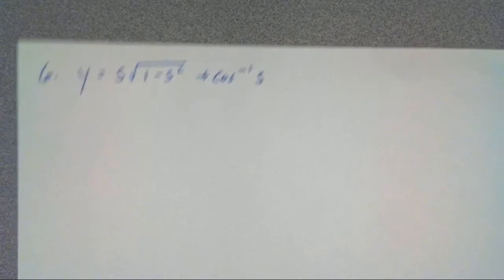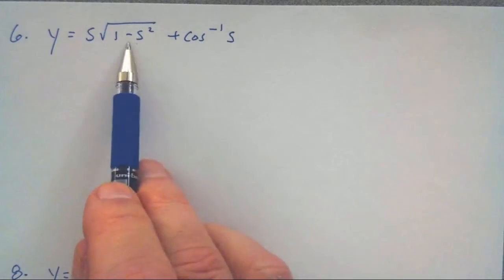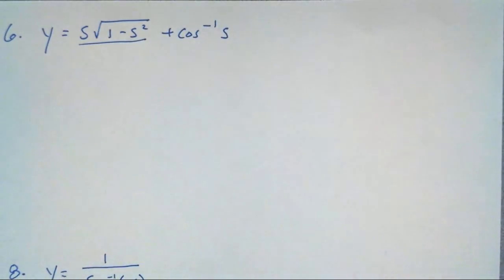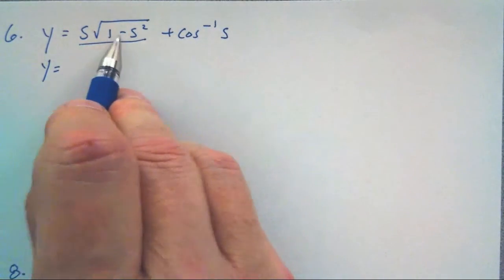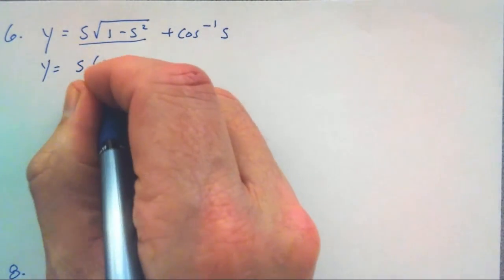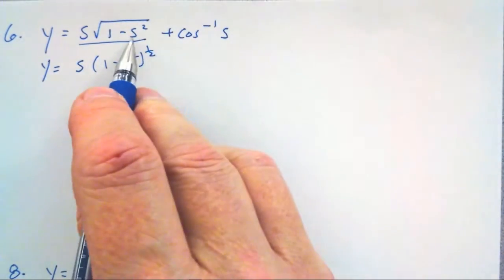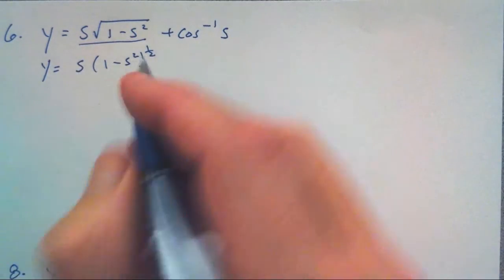Let's take a look at number 6. Notice I've left a little bit more room for number 6. And the reason isn't just because I have a binomial. The reason is because right here I've got a product rule. And because of that, since I'm going to be finding the derivative of this square root, I think I'm just going to rewrite this with an exponent rather than with a radical.